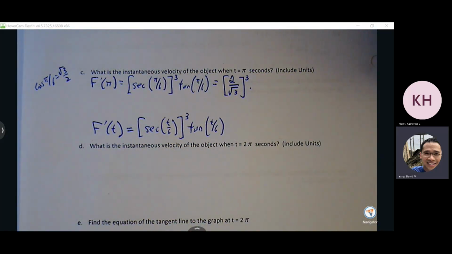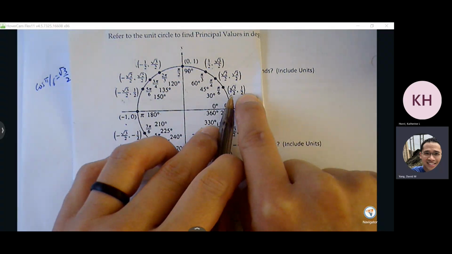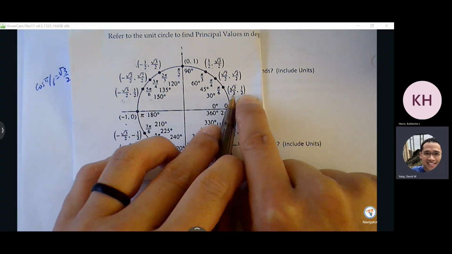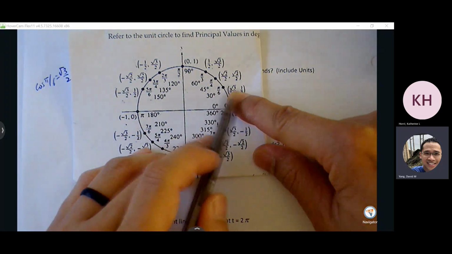Tangent of pi over 6 is y over x. You look at your unit circle value here, ordered pair. There's my ordered pair for pi over 6. My tangent is y over x, so 1 over root 3.